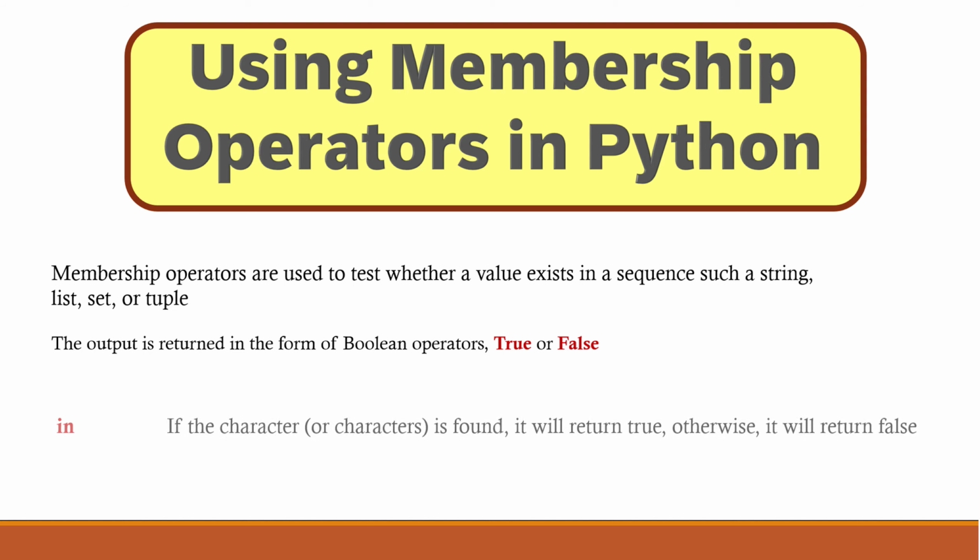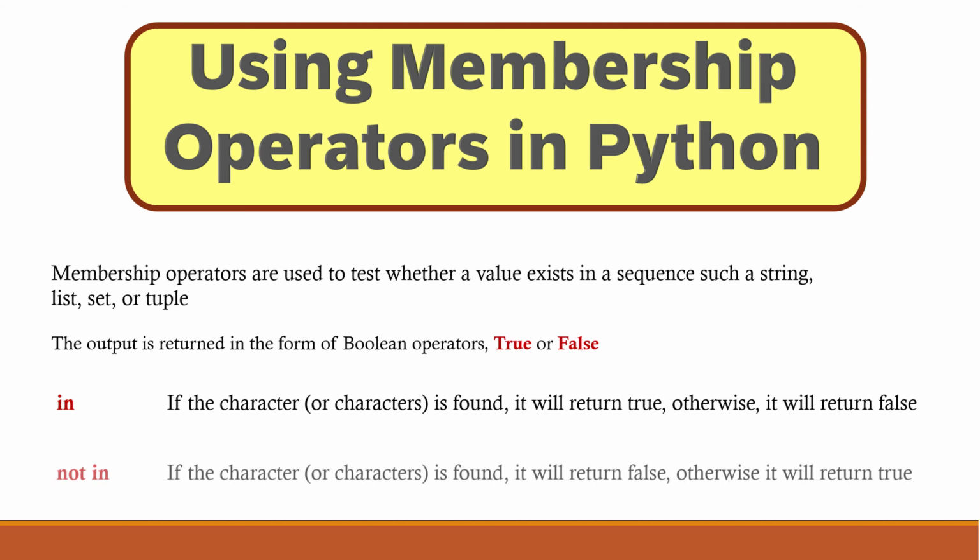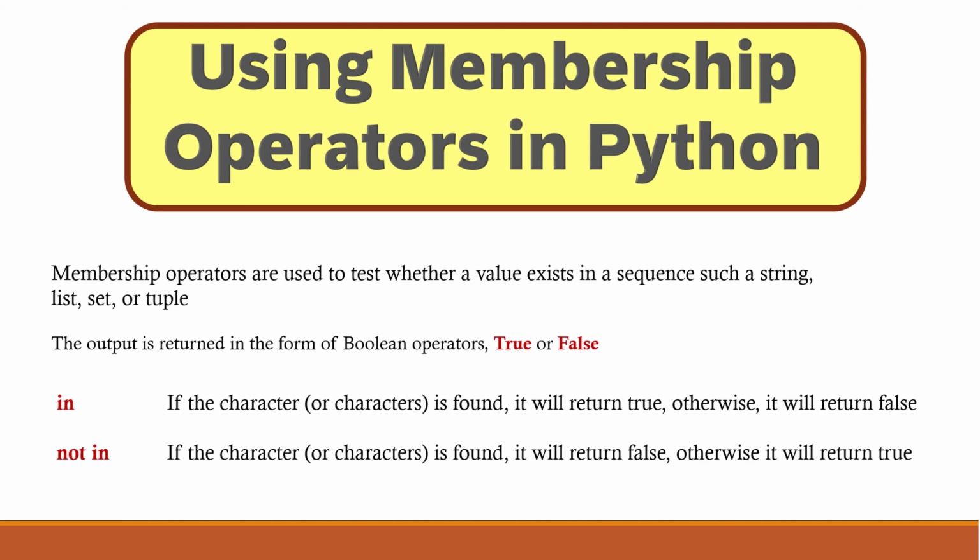Now, the membership operators include two operators in particular, which is the in and the not in operators. So these are the operators that can verify if a sequence of characters exist in our objects, and then the result is returned in the form of a Boolean value, true or false. Now, when we use the operator in, it will return true if a character or sequence of characters exist, and if they do not exist, it will return false. And the not in membership operator does the opposite. So if the characters do not exist, it will return true. And if they do exist, it will return false.